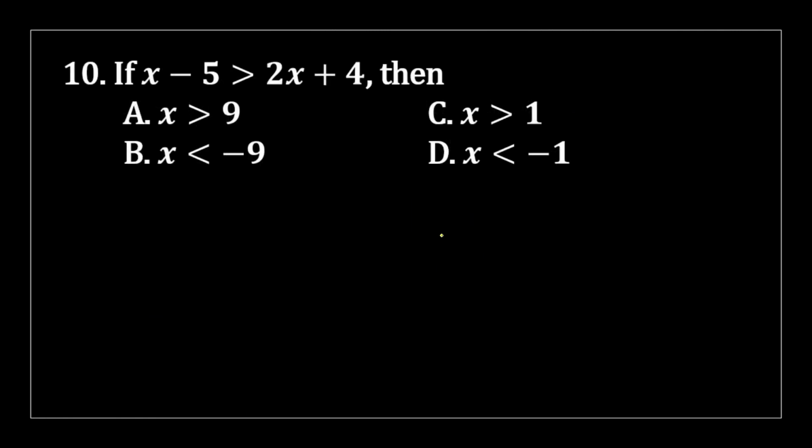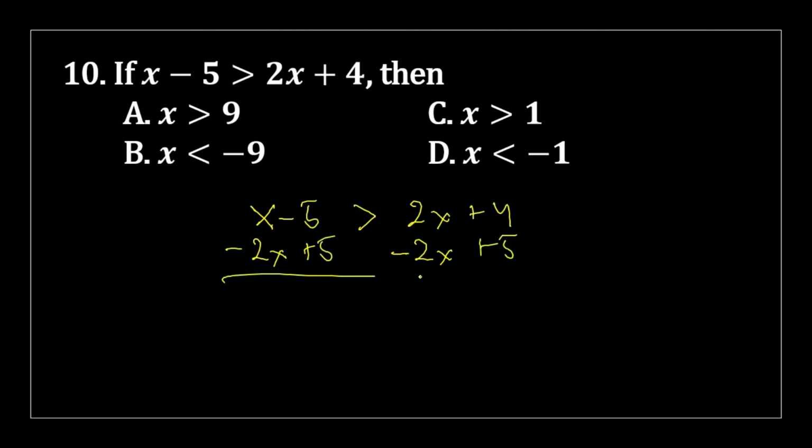Number 10. Let's work with inequalities. So x minus 5 is greater than 2x plus 4. Let's solve this. Let's put x on the left side. For that, I will just subtract 2x on both sides. And I will put this 5 on the other side. So let's add 5 here, and let's add 5 here as well. So all we need to do is to simplify it.